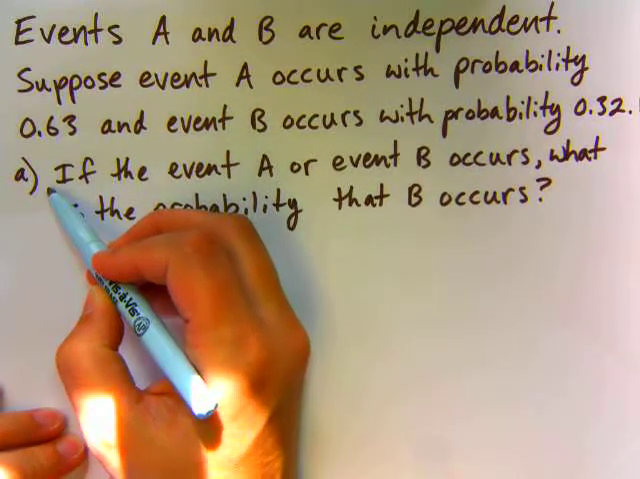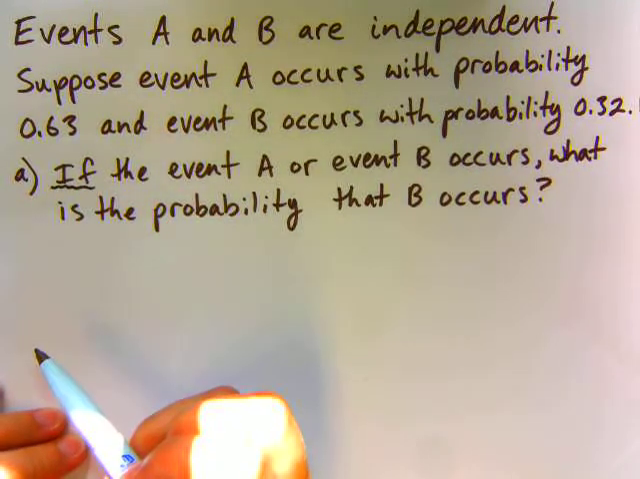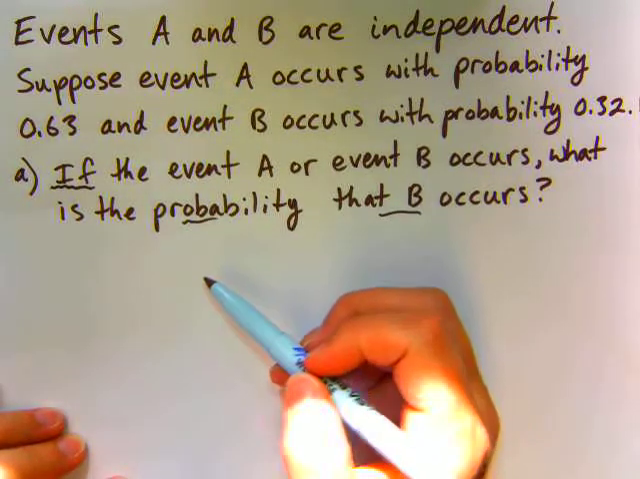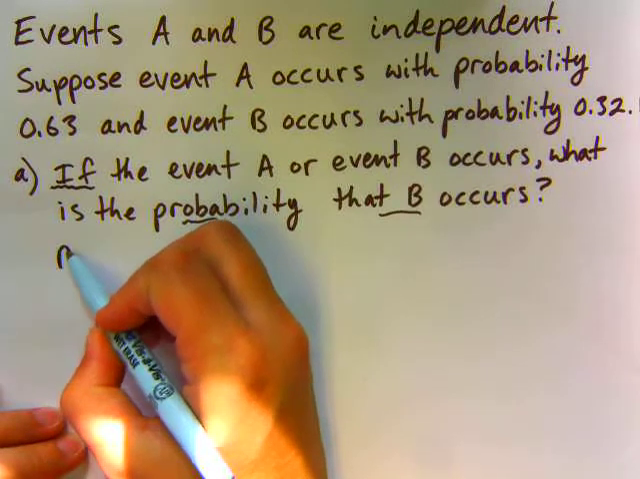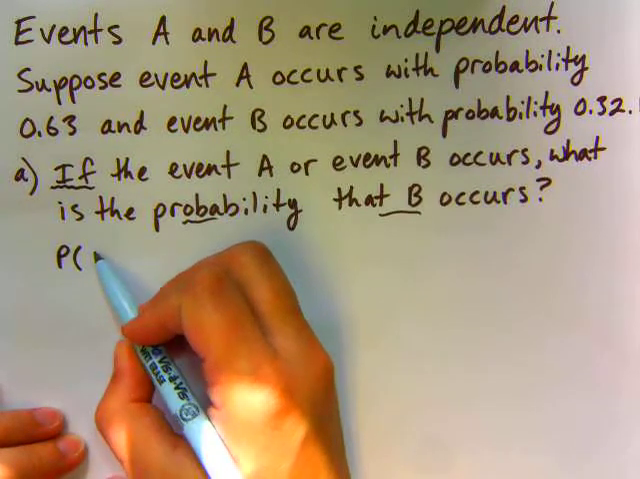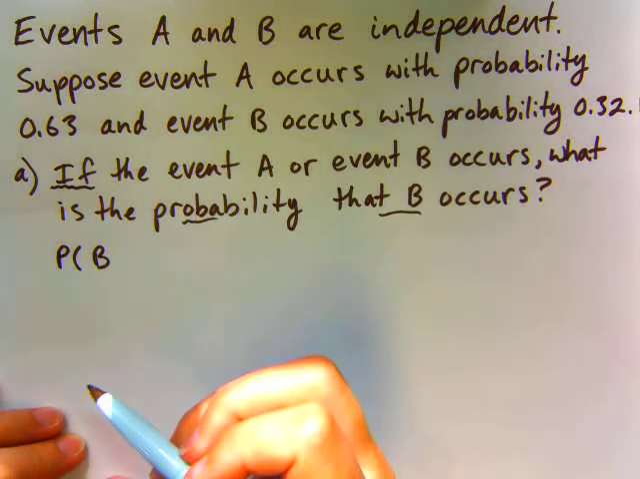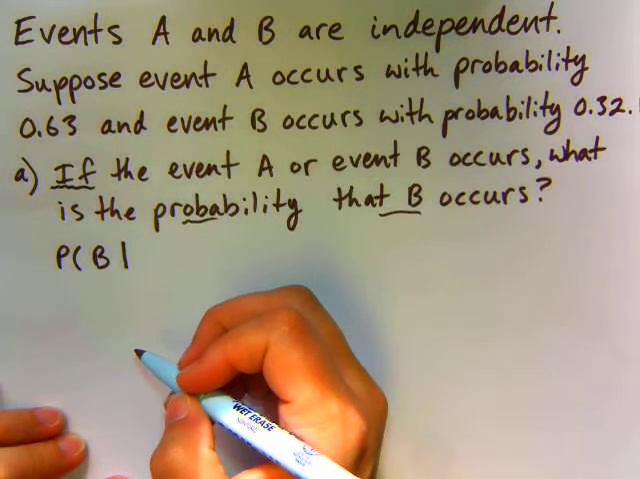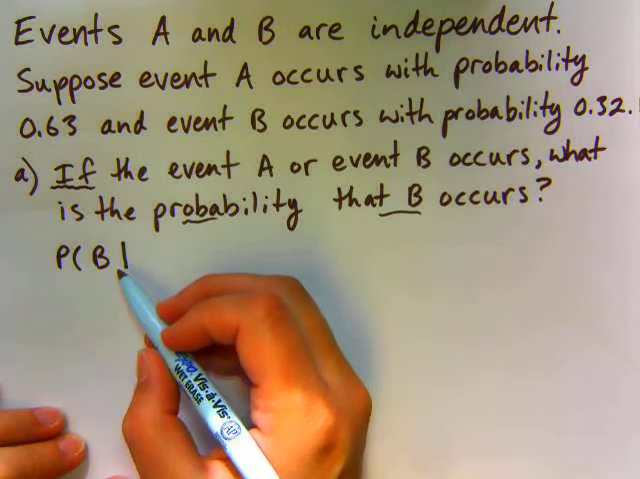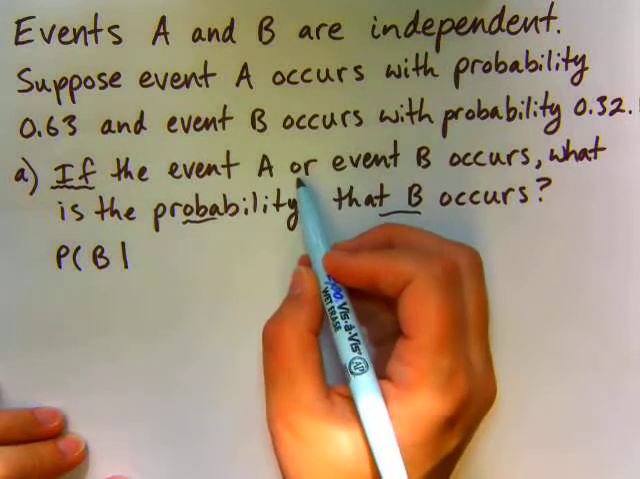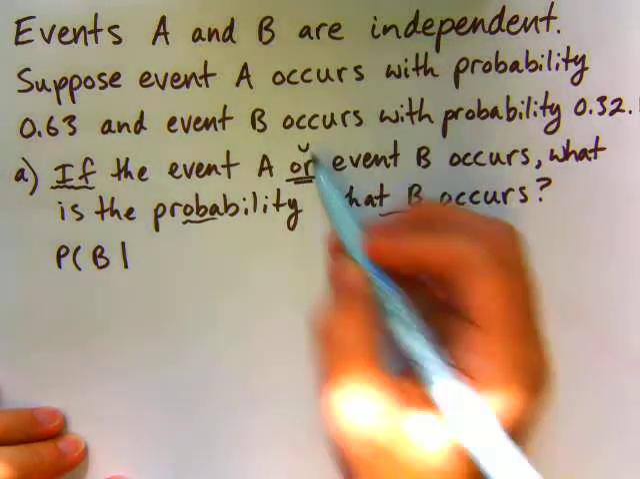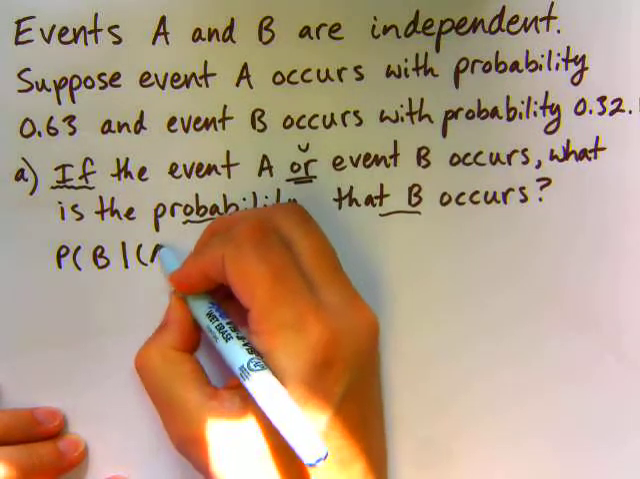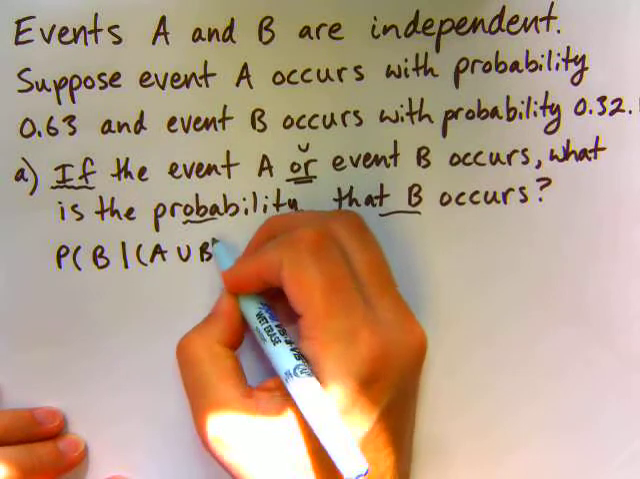When you have this if part, it's a conditional probability, but we're trying to find the probability of B. So let's write it out with some notation. Here we have probability of B, that's what we're looking for. If that, that's our condition. We have that vertical bar straight up and down, given that, if that. Event A or B. So or is your union between two events. So we have in here A union B.